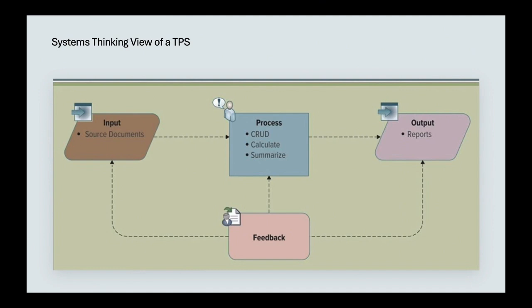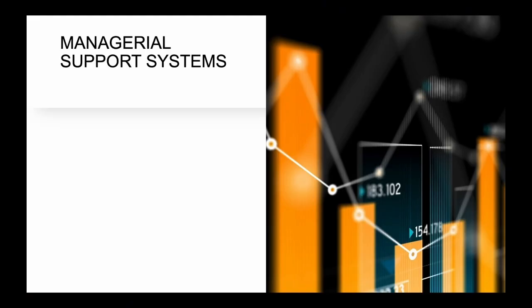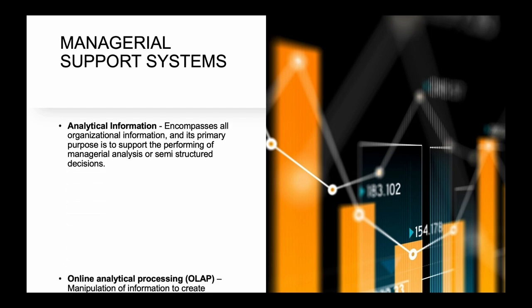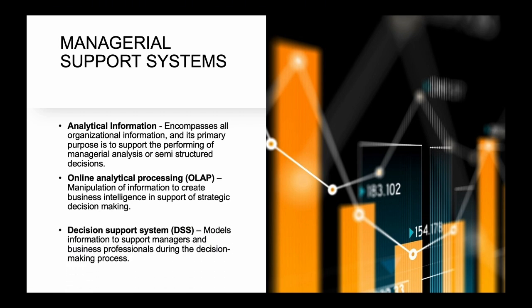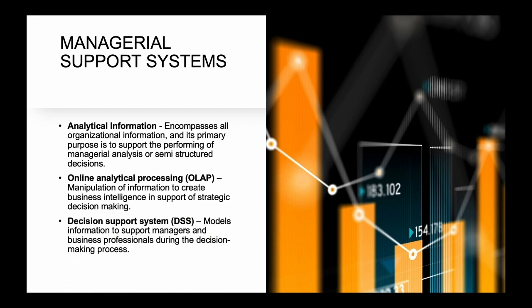Managerial support systems. Analytical information encompasses all of the organizational information, and its primary purpose is to support the performing of managerial analysis or semi-structured decisions. We have OLAP, Online Analytical Processing, the manipulation of information to create business intelligence in support of strategic decision making. But all of this is online. Decision Support Systems, DSS, model information to support managers and business professionals during the decision making process.